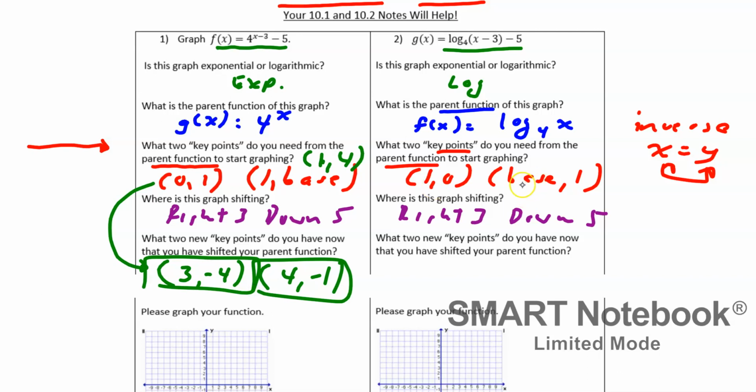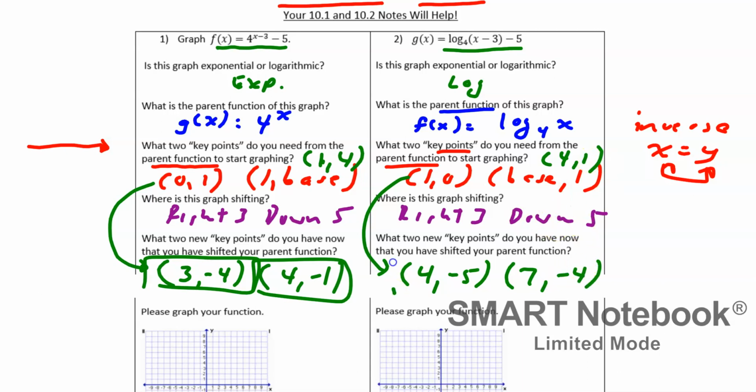For the second example, (base, 1), the base is 4, so (4, 1) is the point I start with here. If I shift this point right 3, that would be 4 plus 3, or 7. Down 5, 1 minus 5 gives me negative 4. For the first point, shifting down 5 gives negative 5 from 0. So these are the two points that I start with in this case.